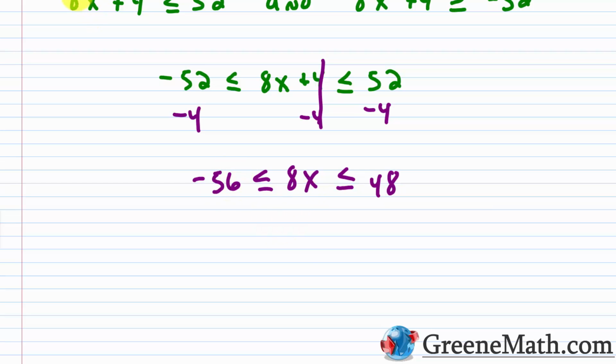All right, so to get x isolated in the middle, I'm going to divide each part by 8. Let me make that a little better. So -56 divided by 8 is -7. This is less than or equal to, 8 over 8 is 1, so we just have x here in the middle. This is less than or equal to, 48 over 8 is 6. So I have that x is basically between -7 and 6, and -7 and 6 are both included here because we have non-strict inequalities. So let me erase all this.